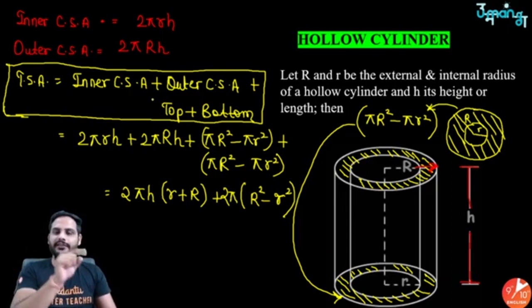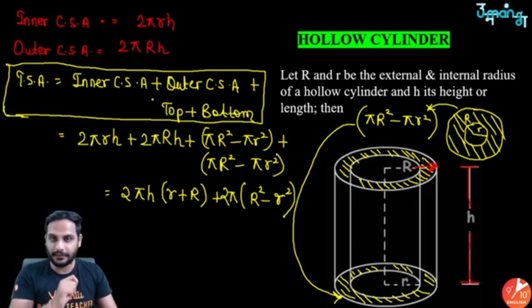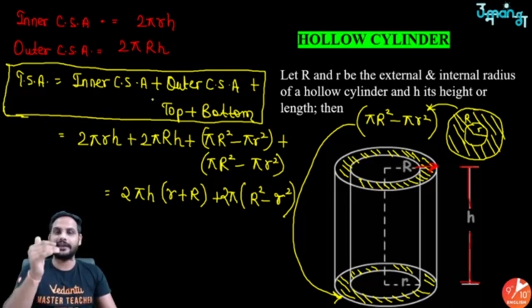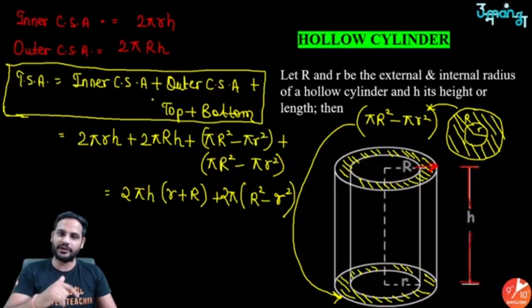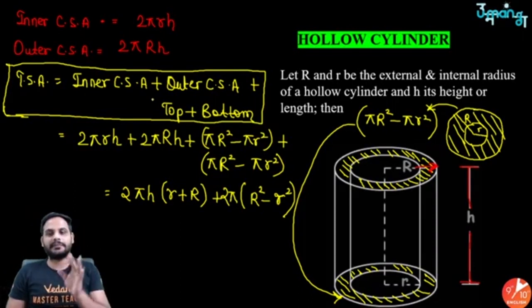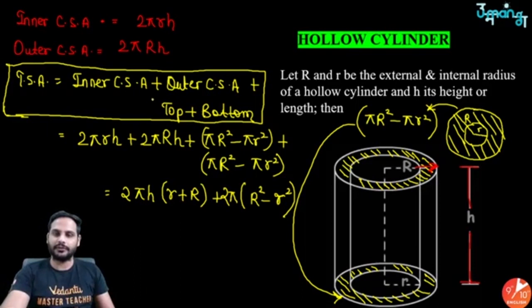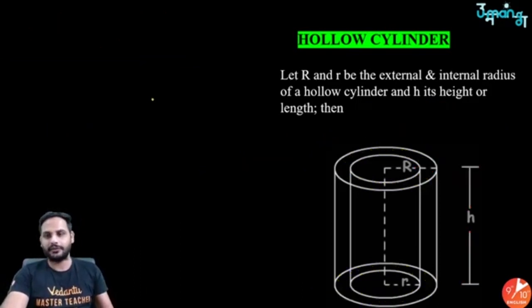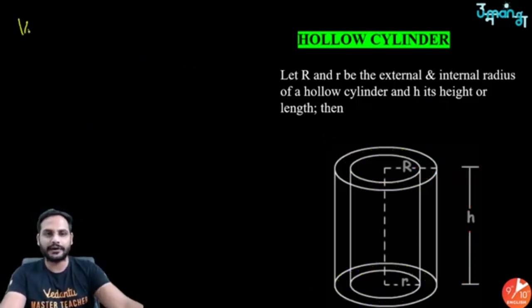So you know inner CSA is 2 pi r h, outer CSA is 2 pi capital R into h. Area of top is pi capital R square minus pi small r square. Area of bottom is also pi capital R square minus pi small r square. But simple thing: take common, you will get your final answer. Got it? So this is the best way to remember this formula. After that comes the volume part.